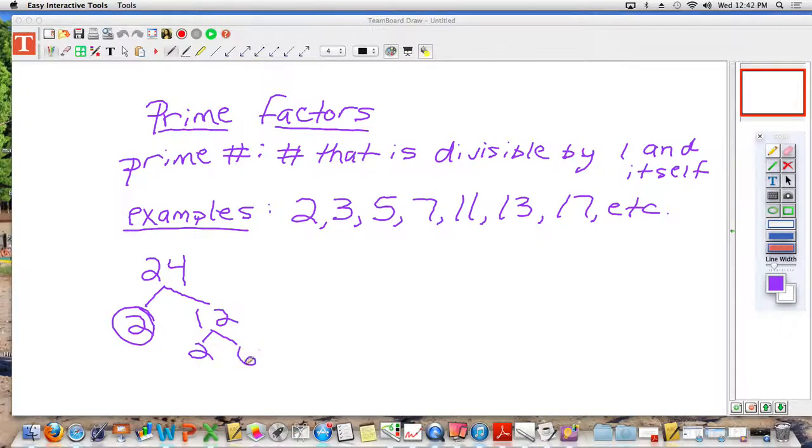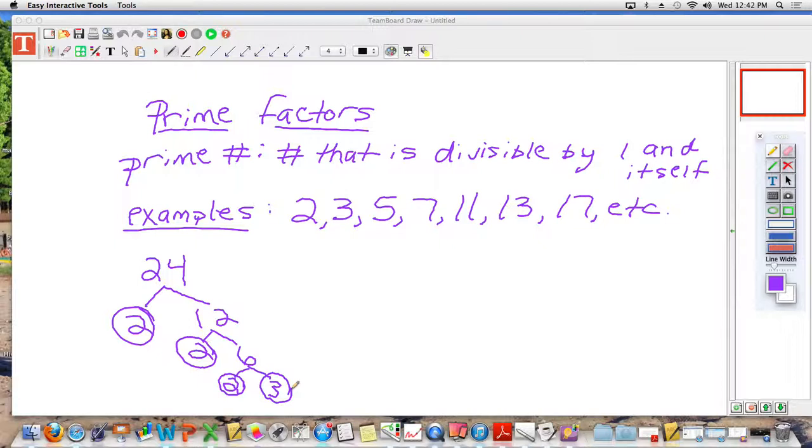2 and 6. 2 is prime, I circle it. 6 is not, because there are numbers that will multiply to give you 6. What multiplies to give you 6? 2 and 3. Either way is fine. 2 and 3 are both prime. As soon as we get to all prime numbers, we're done.